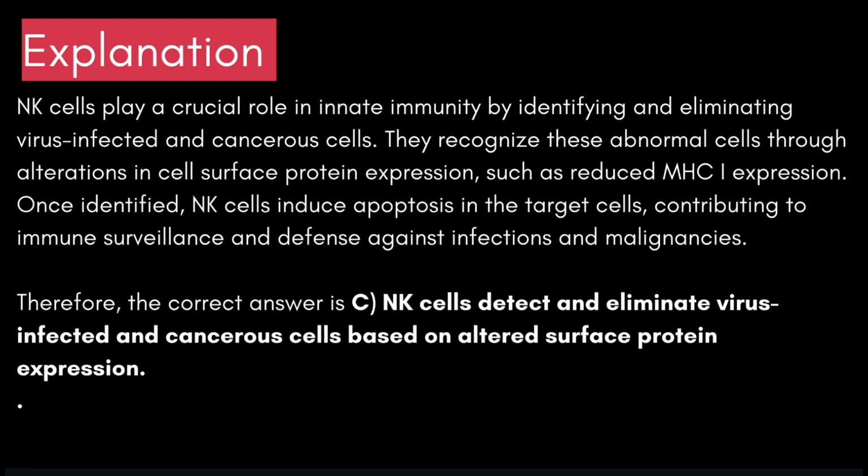Natural killer cells play a crucial role in innate immunity by identifying and eliminating virus-infected and cancerous cells. They recognize these abnormal cells through alterations in cell surface protein expression, such as reduced MHC1 expression. Once identified, natural killer cells induce apoptosis in the target cells, contributing to immune surveillance and defense against infections and malignancies. Therefore, the correct answer is C. Natural killer cells detect and eliminate virus-infected and cancerous cells based on altered surface protein expression.